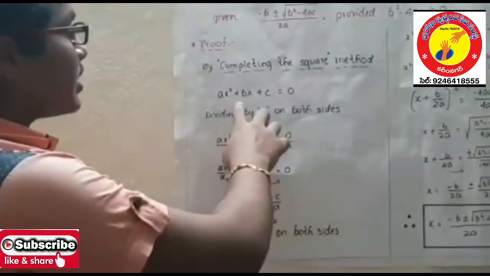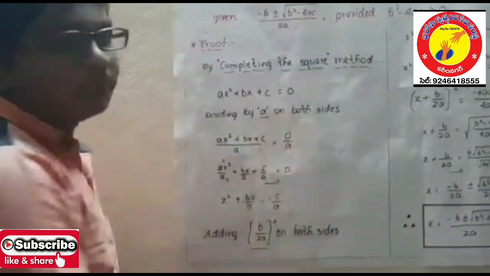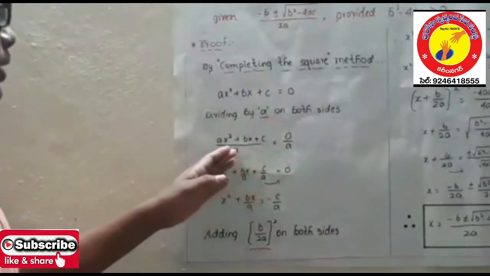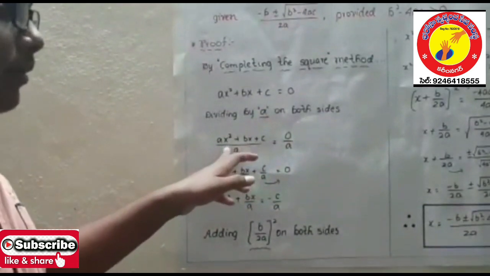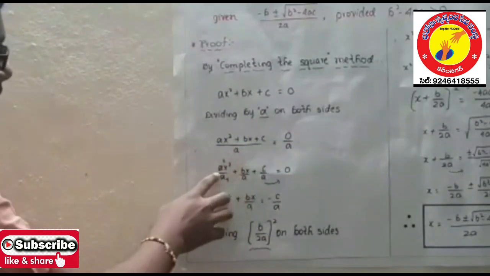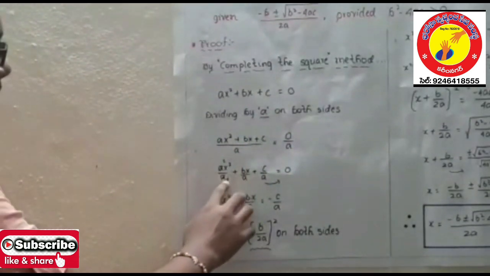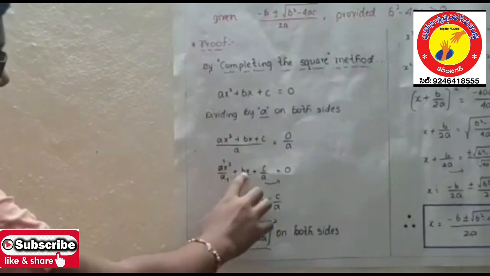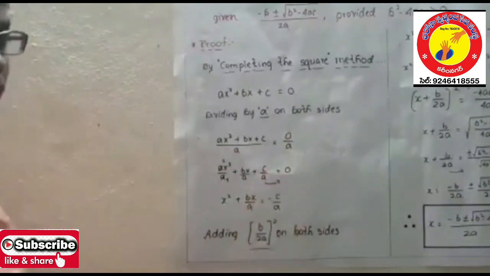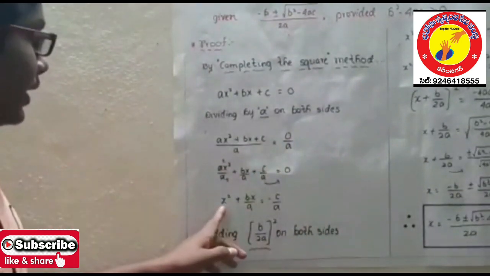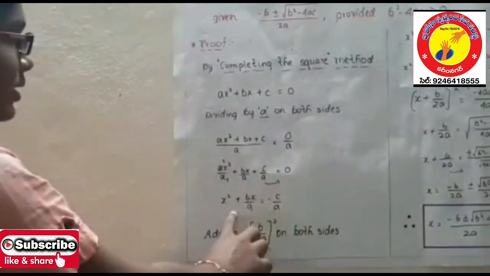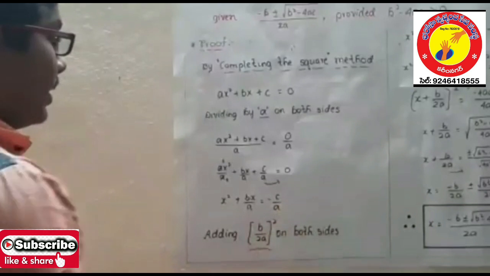The given equation is ax square plus bx plus c is equal to 0. Now I am dividing both sides by a. We divide each term by a, so we get ax square by a, where a and a get cancelled, plus b by a into x plus c by a is equal to 0, because 0 by any number is equal to 0. Now if we simplify further, I send the c by a term to the RHS. I will get x square plus bx by a is equal to minus c by a.